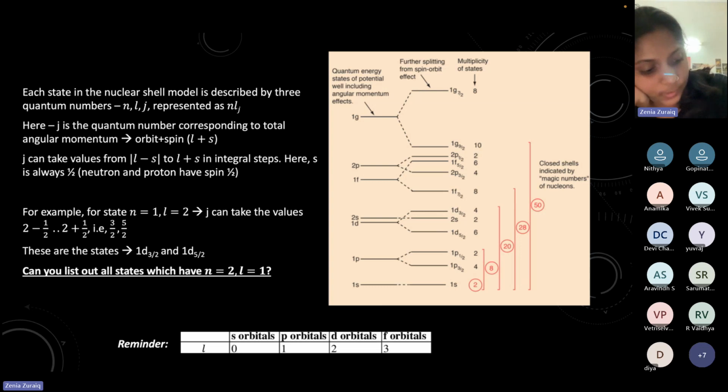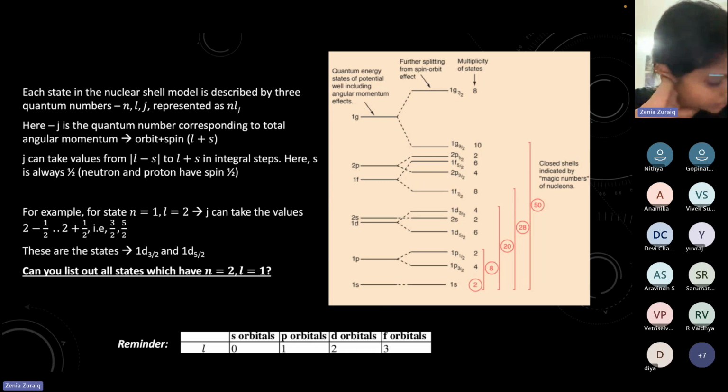Okay. So I see someone has written 2p half, and I think you made a typo, 2p 3 by 3. You're getting three states, or is it a typo? 3 by 2, yeah, okay. 2p half and 2p 3 by 2 are the states. So I think the rest of you should also be able to do it.